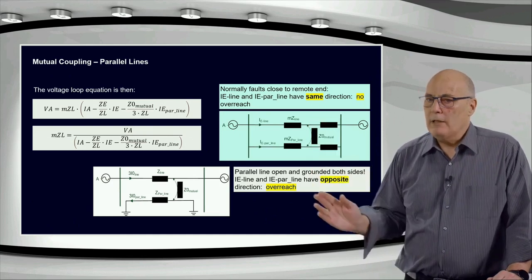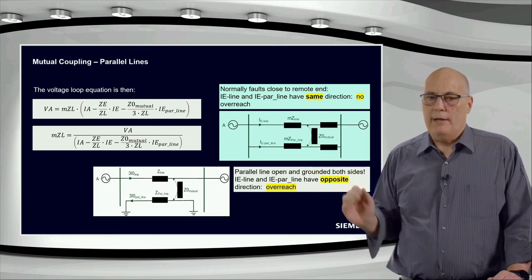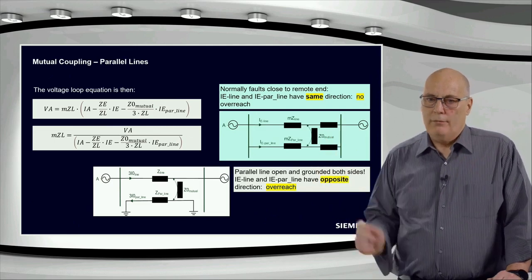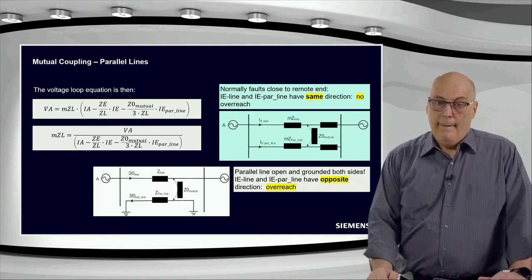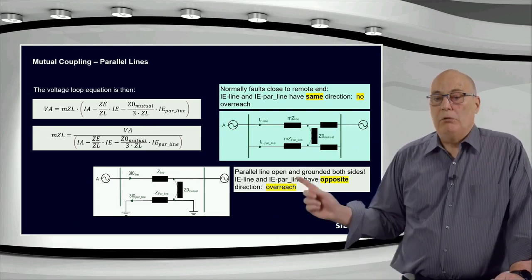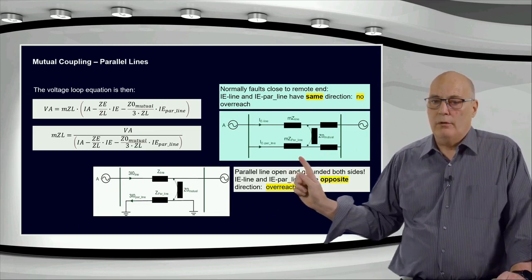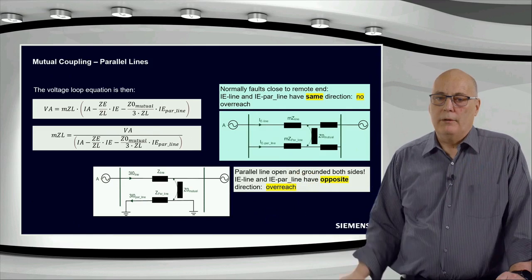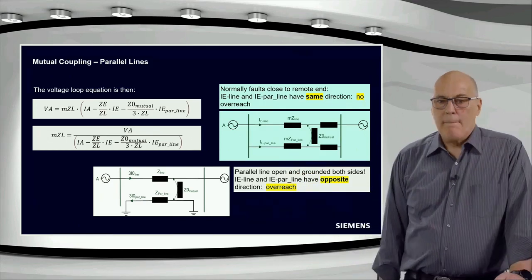Okay, so you have no risk of non-selective tripping under this kind of condition. Normally the parallel line is not going to be a critical thing in terms of overreach. You'll tend to see the fault a little bit further away. You'll have a little bit of underreach.